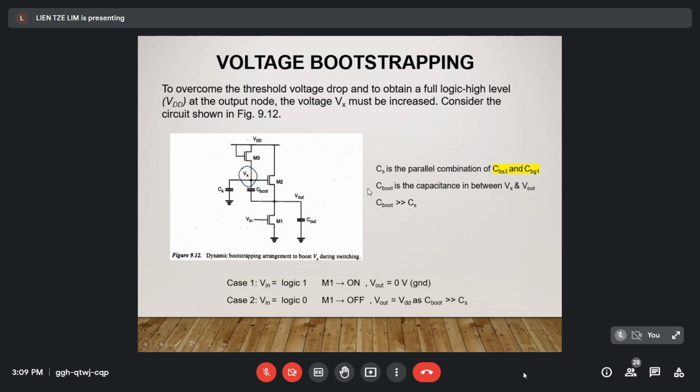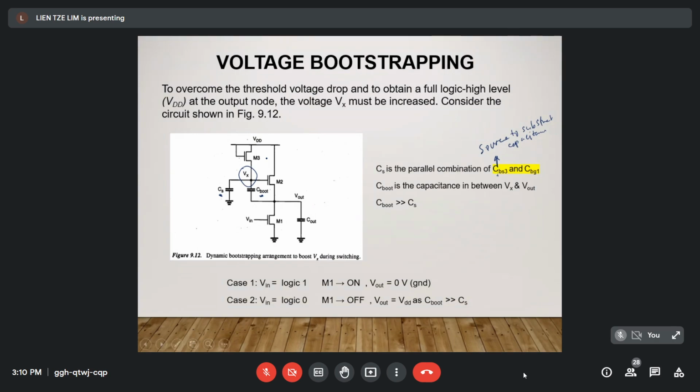Since there are two additional capacitances here, Cs and C both. Cs is the parallel combination of the source to substrate capacitance. This capacitance is not shown in this circuit, but there is a capacitance. It can be junction capacitance.